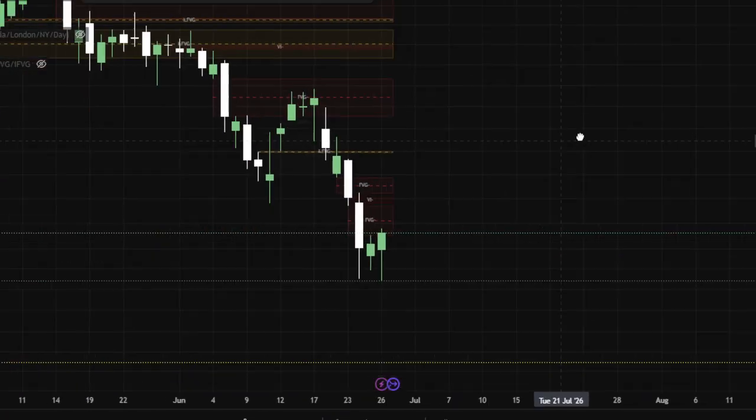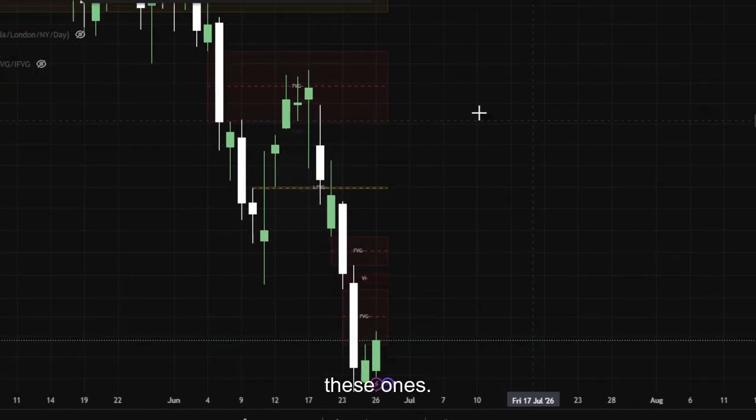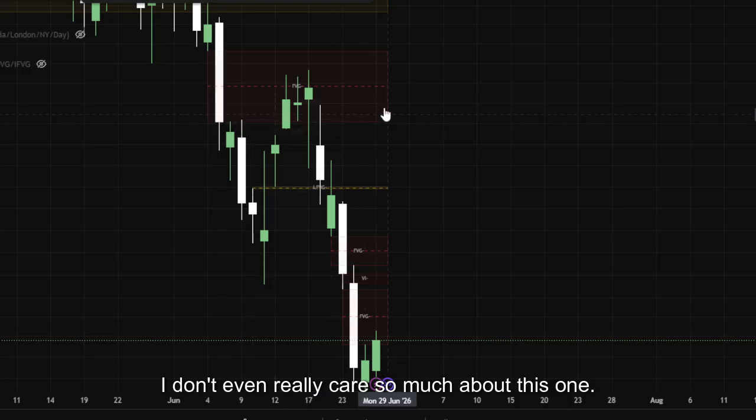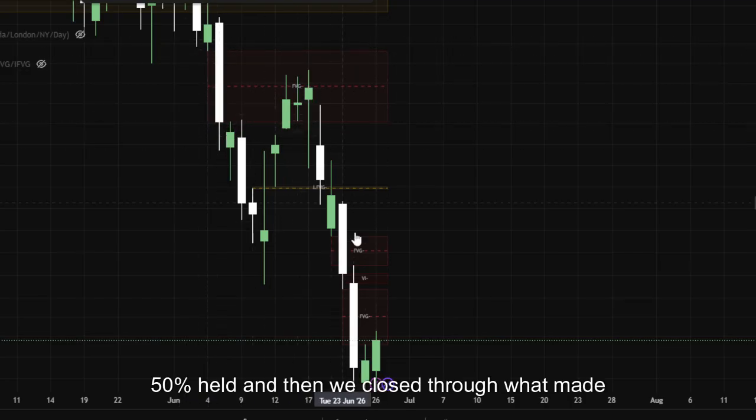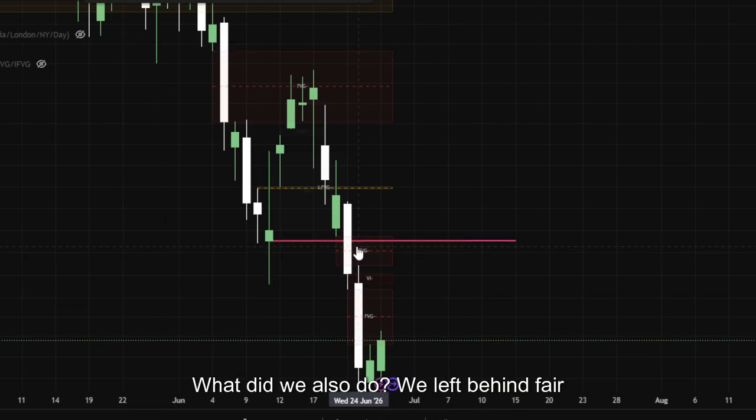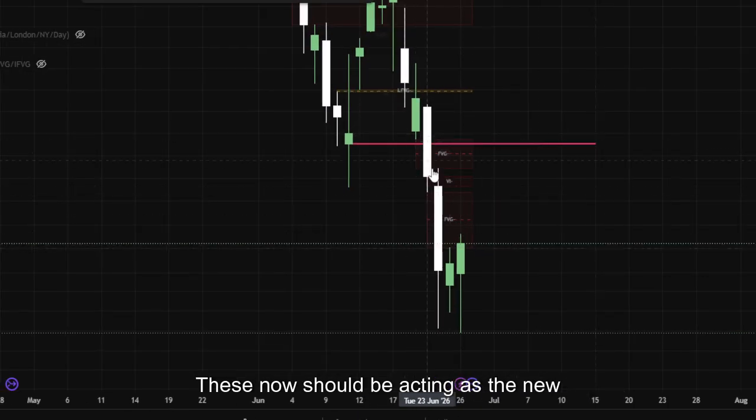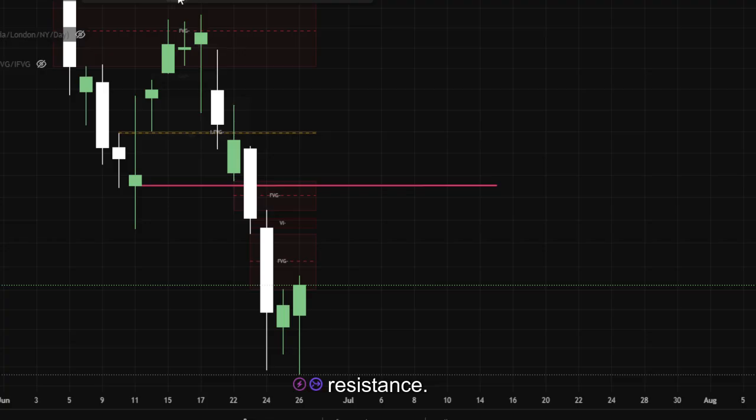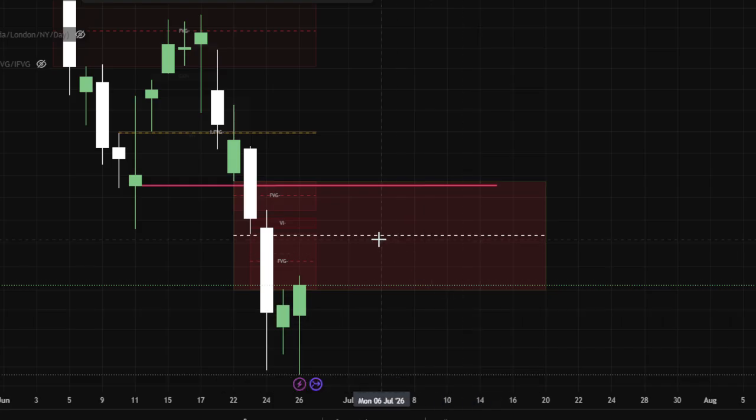All I care about are these ones. I don't even really care so much about this one. Why? Because it already did its job. The 50% held, and then we closed through what made that high. What did we also do? We left behind fair value gaps along the way. These now should be acting as the new resistance. What do we have? Three lined up. We will just do all of them together.